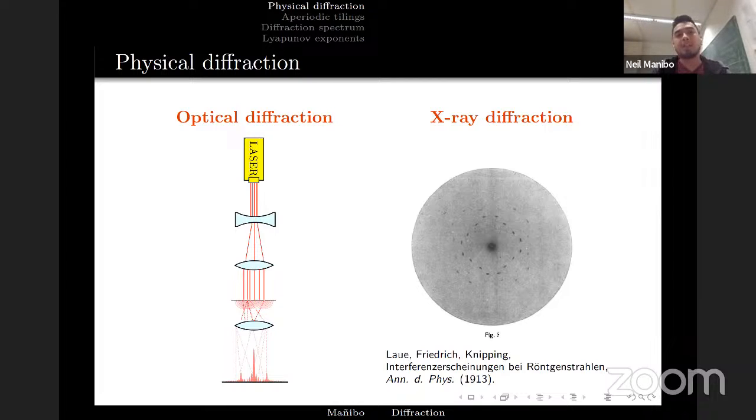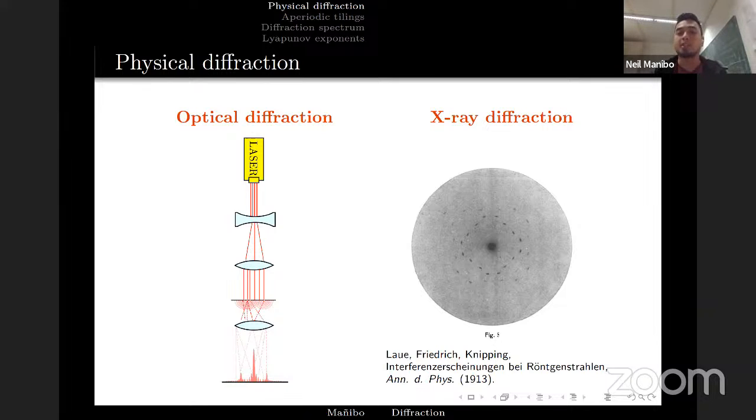Physical diffraction means that we have a material or an obstacle which we subject to some radiation. On this slide, I have two examples. The one on the left is optical diffraction, wherein you have slits or obstacles and you let a laser pass through them with a series of lenses. Because of the slits or the obstacle, the laser will be diffracted in different directions, and then these will be allowed to propagate until they hit an opaque screen.